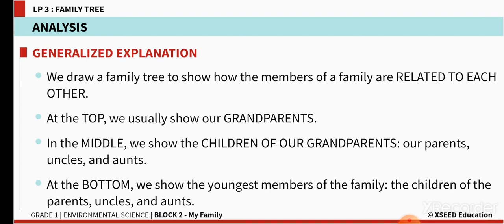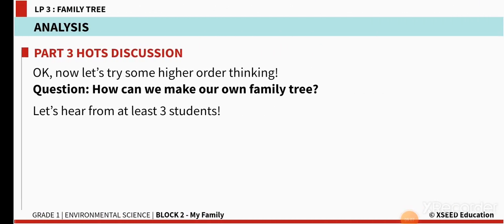We draw a family tree to show how the members of a family are related to each other. At the top, very good, grandparents. In the middle, children of our grandparents, none other than our parents and uncles and aunts, the atta or your bavaya, mama, like that. At the bottom, we show the youngest members of the family, children of the parents, uncles and aunts. Let us understand it better by seeing some more pictures, children.